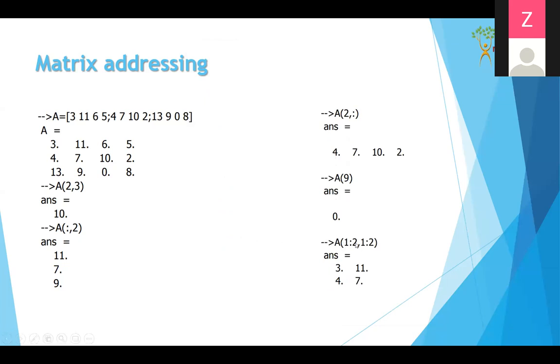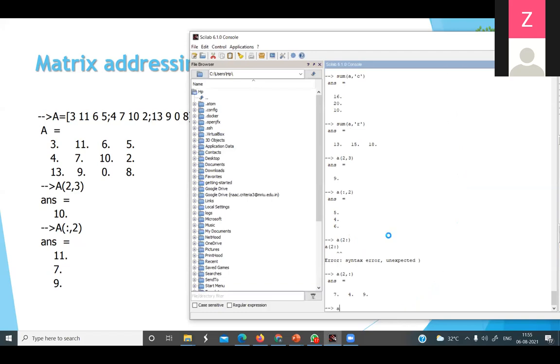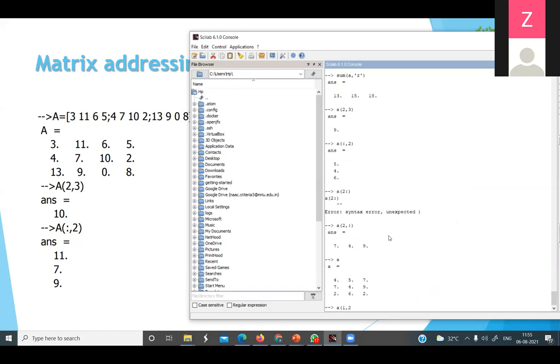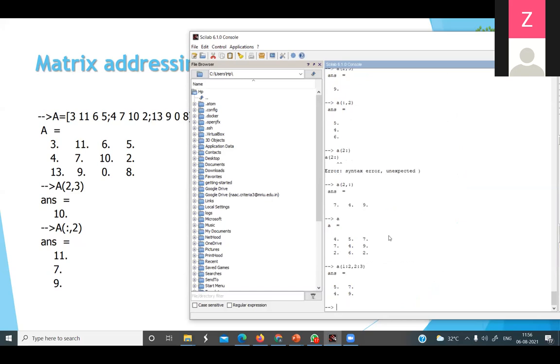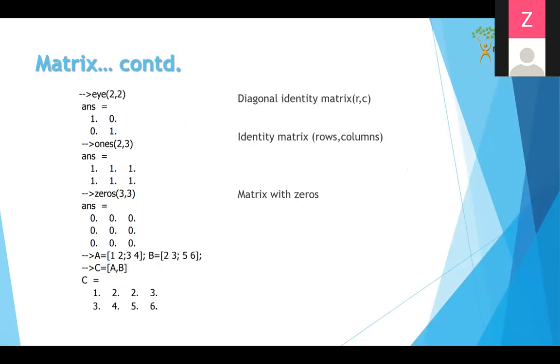Maybe I can pick up a submatrix out of the main matrix. Let me write A again, A1, 2. 5, 7. So how many rows are there? It helps me in picking up a submatrix of the main matrix. So if there is a matrix of 1000 by 1000 order, a submatrix can be picked up from it.